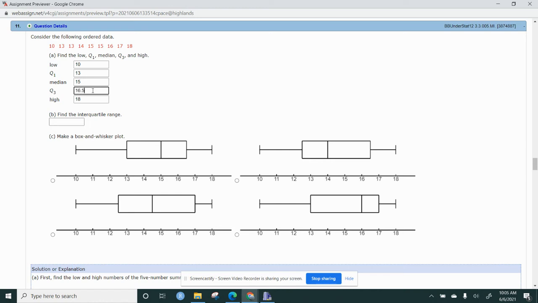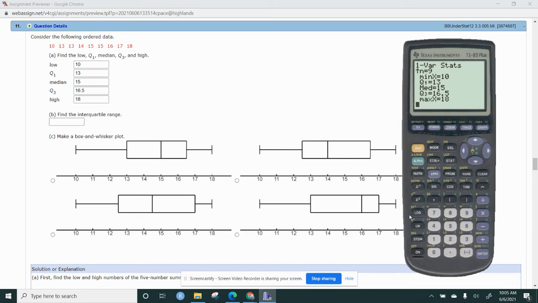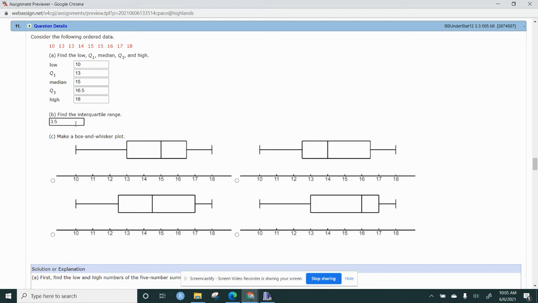And it wants to know the interquartile range. Okay. So the interquartile range is the middle 50%. When we look at this graph, it's going to be the big box in the middle. So to get that, I'm going to clear this out. I'm going to go 16.5, which is my Q3, minus my Q1, which is 13. And I get 3.5. All right, so now I got to pick out my graph.